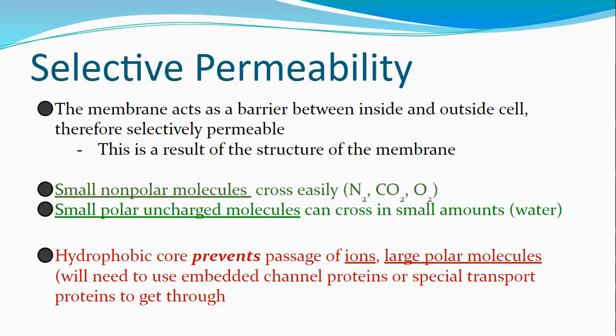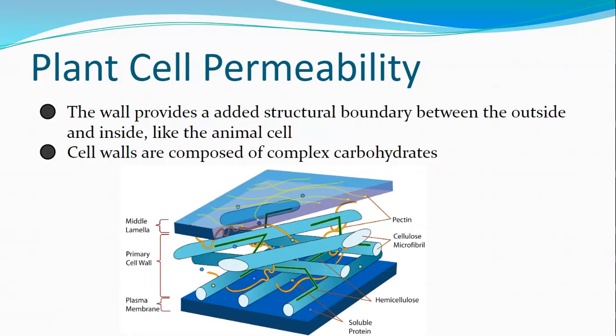Small polar molecules, as long as they're overall uncharged, so they might have some polarity, but they're not charged like ions, then they can move across. So for a small amount, we can move water across. For larger amounts, then you'll need something else, but small, it can happen. Now, the hydrophobic core of the membrane really prevents charged and polar things from going on through. So ions can't go through, large polar molecules can't go through. You need specific transmembrane proteins to make that happen.